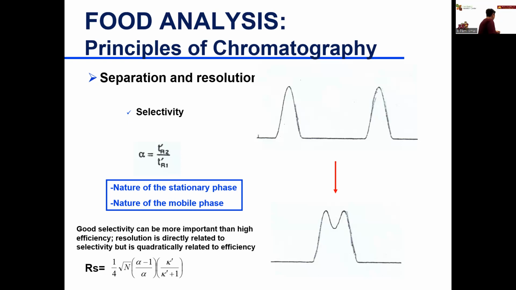So if you look at the equation here, the resolution is impacted, we can call quadratically, with the number of theoretical plates, but directly by basically your selectivity. Okay, and remember alpha, we mentioned it before, it is the adjusted retention time, taking into account the solvent front, of one peak to the other. So peak 2 to peak 1, adjusted retention time, taking into consideration the solvent front.